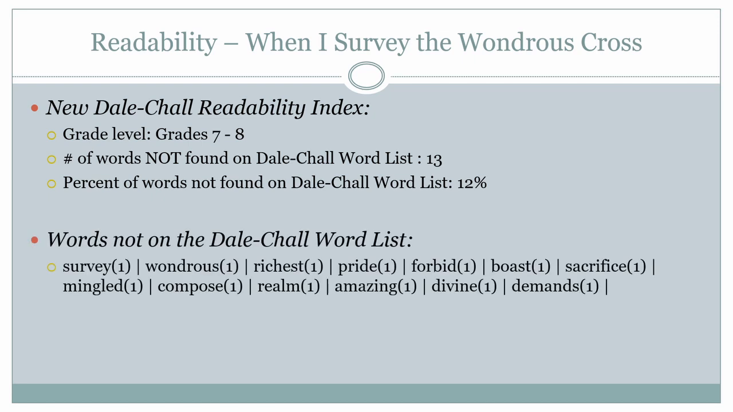Words not on the list: survey, wondrous, richest, pride, forbid, boast, sacrifice, mingled, compose, realm, amazing, divine, demands. This song is going to be for an audience that has a bit bigger vocabulary. And it uses some words in ways that we don't use them that much. Or thorns compose so rich a crown. We don't usually use compose in that way. We would think of composing as something that we would do with music or maybe words.